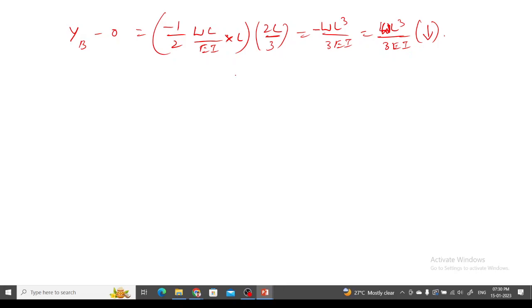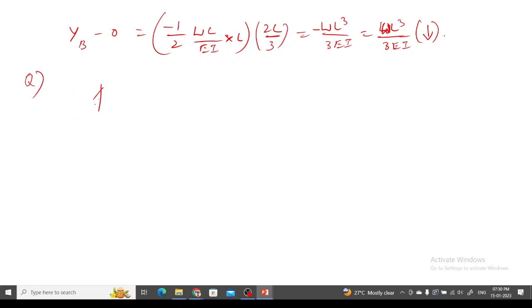Just in order to understand what the moment area method is, we have done this. So the basic procedure is clear, right? How we are actually doing the procedure for the moment area method. Now we will start solving some more problems so that you will get used to how to solve using the moment area method.